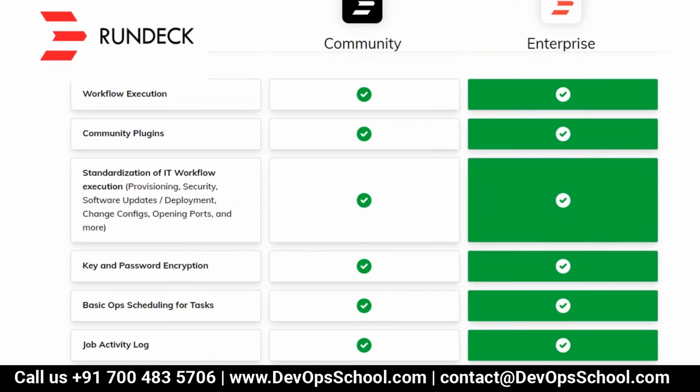Again, enterprise is paid. But these are the features you can find in the community as well as enterprise: workflow executions, community plugins, standardization of IT workflow executions, key and password encryption, basic ops scheduling for tasks, job activity log, and key storage. So these are the features you have in the community, and also in enterprise. Probably many points may not make sense to you because you are just starting with Rundeck. But over a period of time, once you get well versed with the community and then go into the enterprise, you will see the huge difference, and accordingly you can experience it.